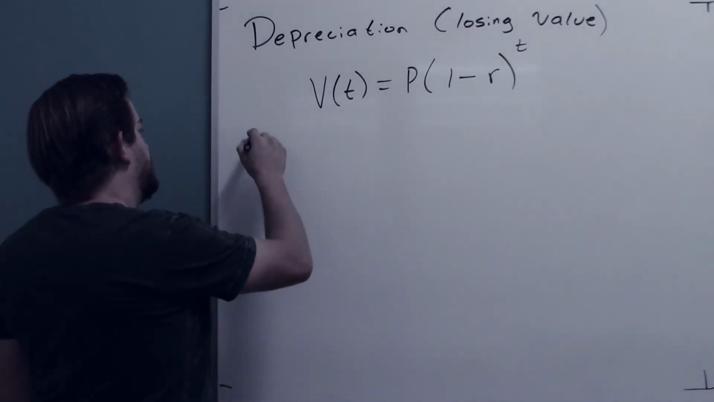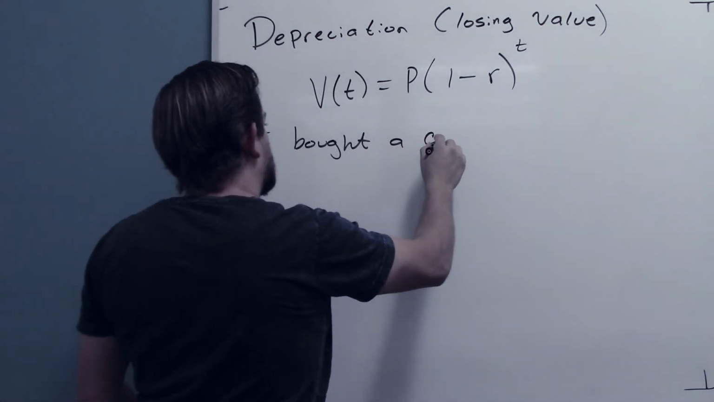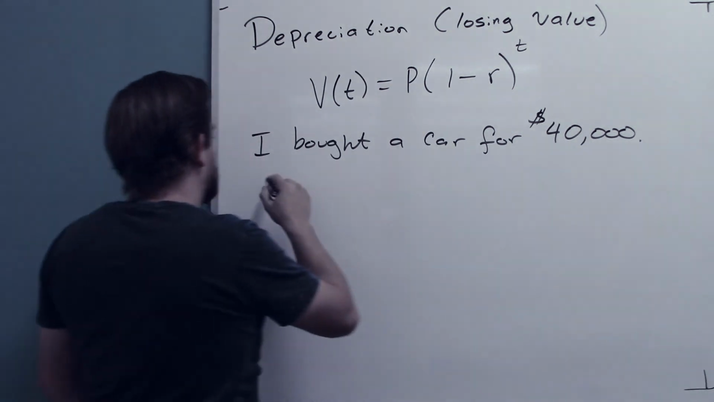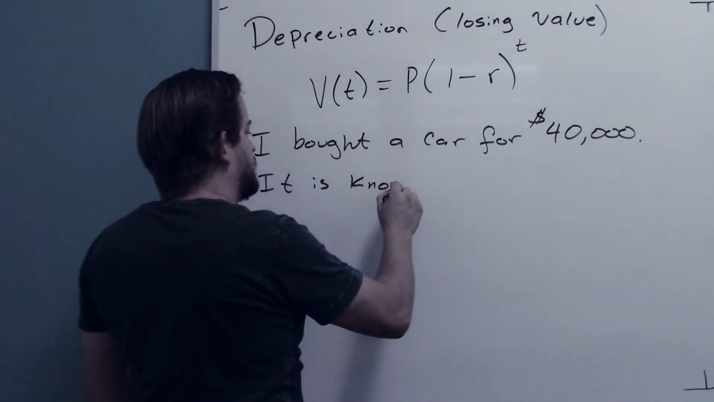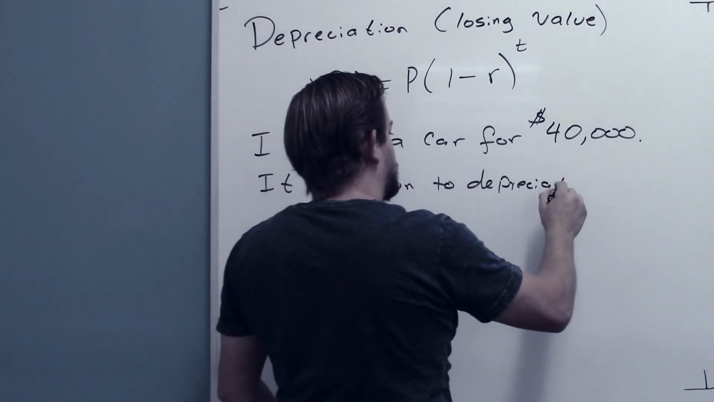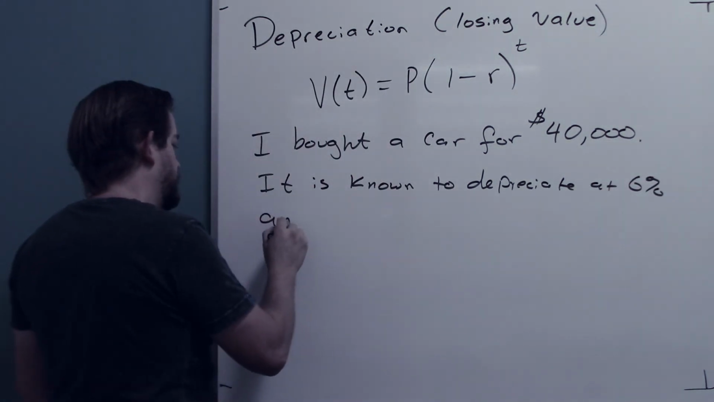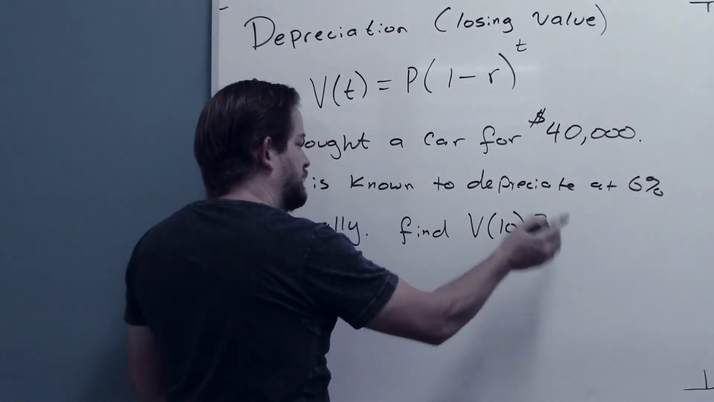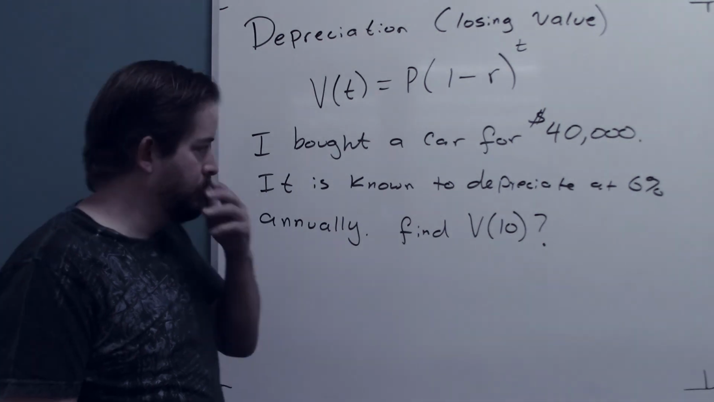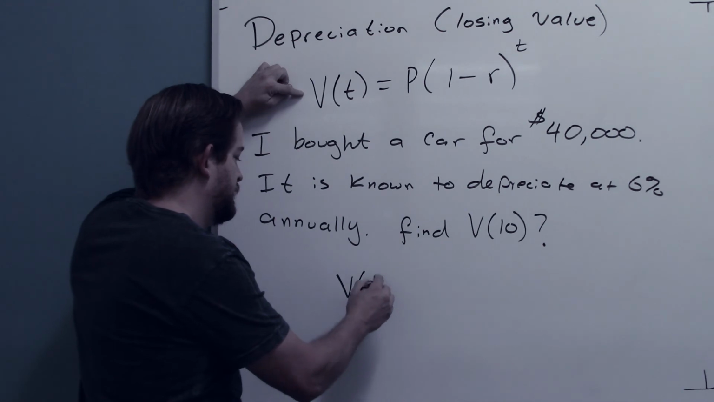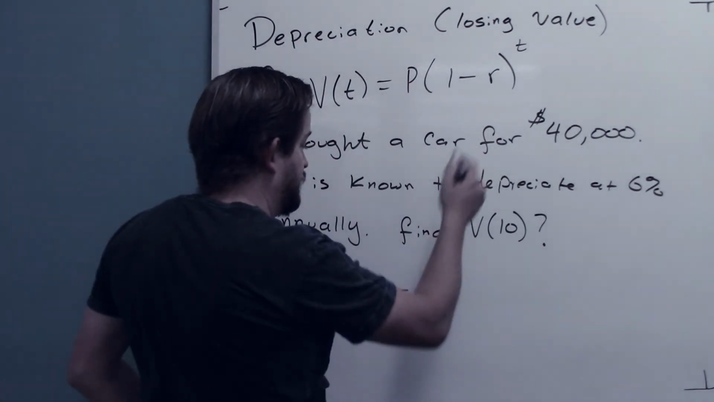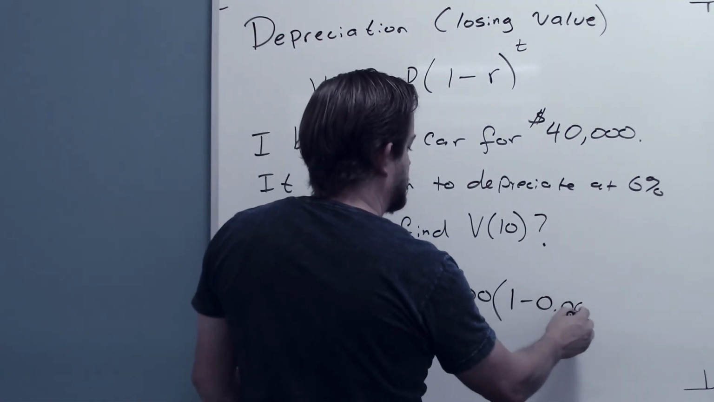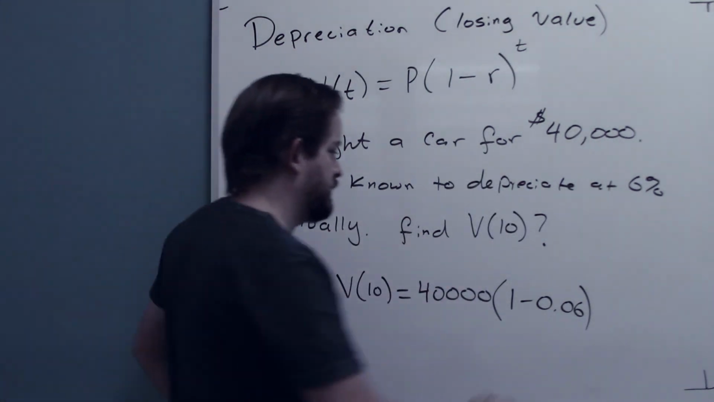Okay. So for example, I bought a car for, let's say, $40,000. This car is known to depreciate at 6% annually. And I want to find the value of this car, let's say 10 years later. Right? I want to find the value at 10 years in. So that is just V of 10 is equal to the principal, the amount that I paid for the car, so that's the $40,000, multiplied by 1 minus 6%, so 0.06, and then raised to the 10 years.